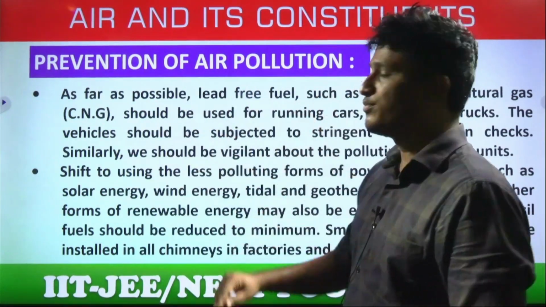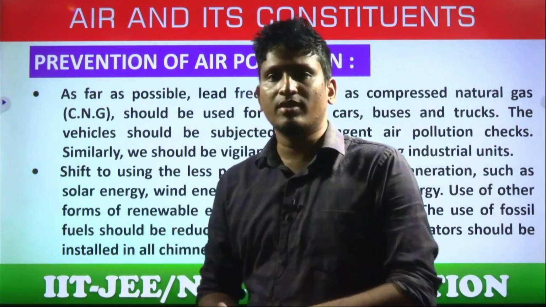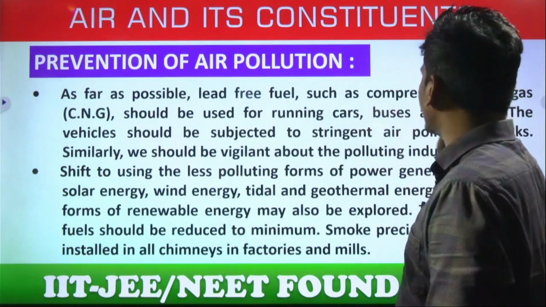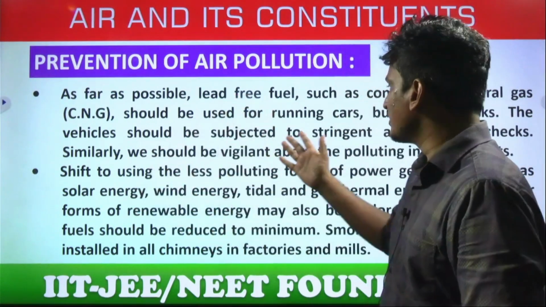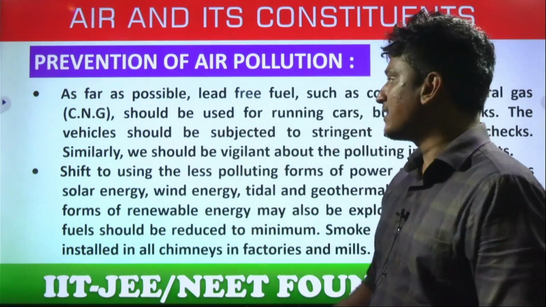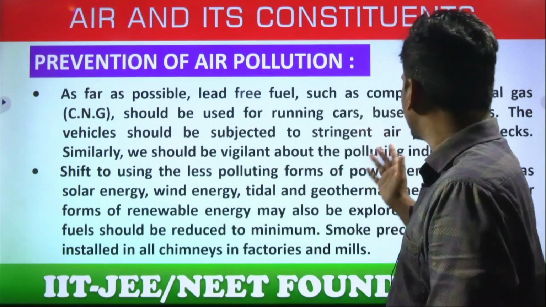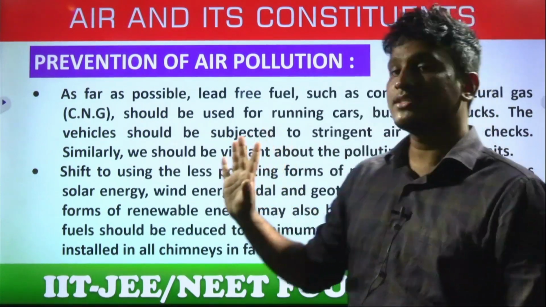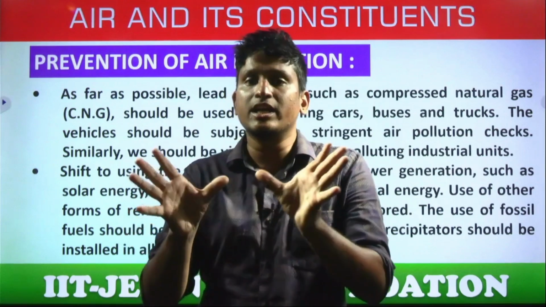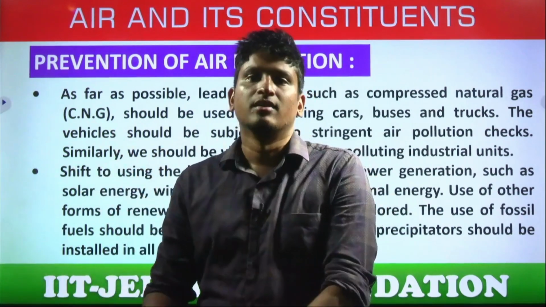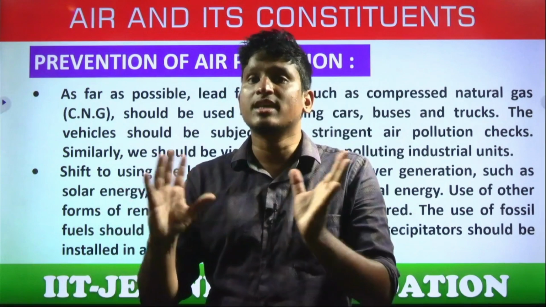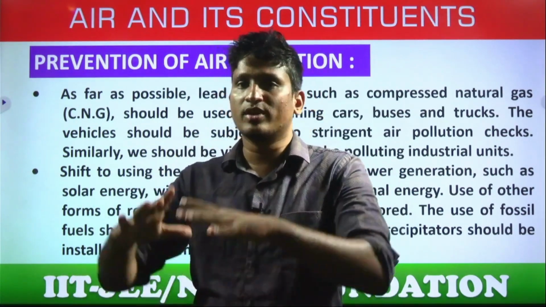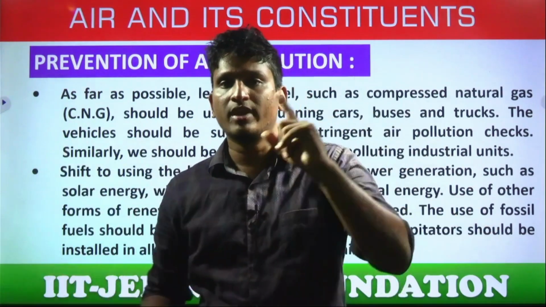Prevention of air pollution, we have 2 points, students. How can we prevent this air pollution? As far as possible, lead-free fuel such as compressed natural gas, CNG, should be used for running cars, buses and trucks. The vehicles should be subjected to stringent air pollution checks. Similarly, we should be vigilant about polluting industrial units. We have to be careful about the condition of vehicles, two-wheelers, four-wheelers, because they release an enormous amount of smoke into the atmosphere, as do industries.